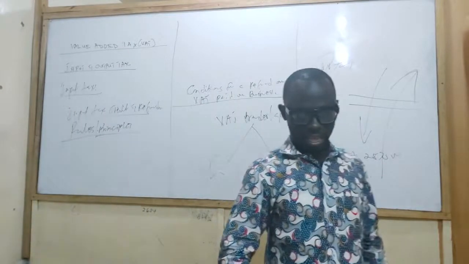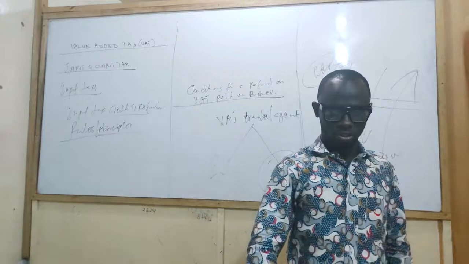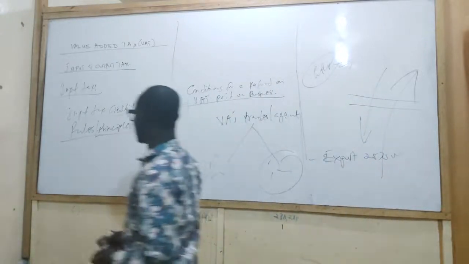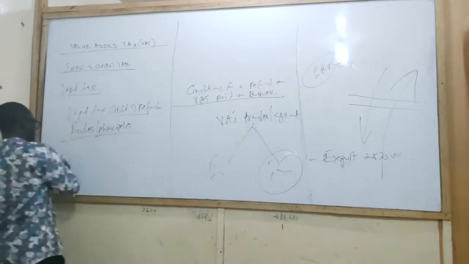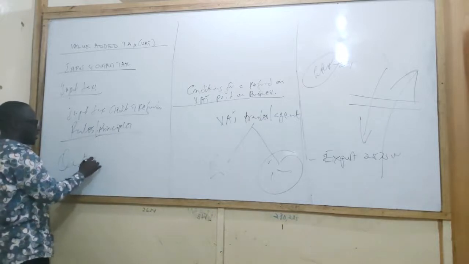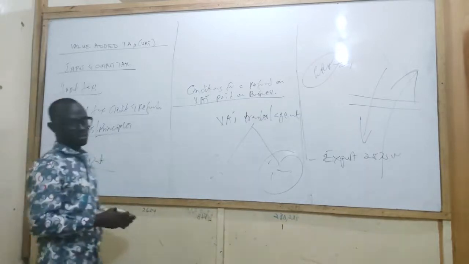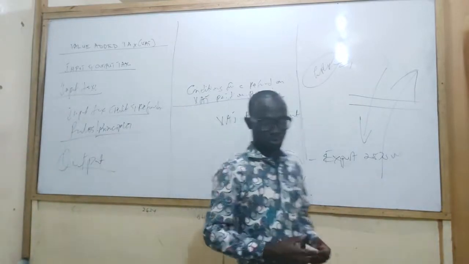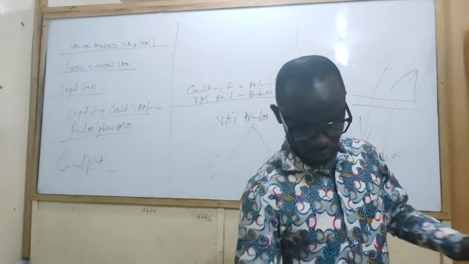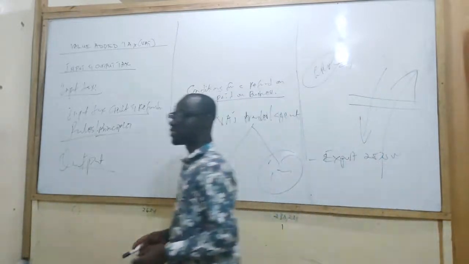So that is the idea about the input VAT. Finally, output. What is an output VAT?